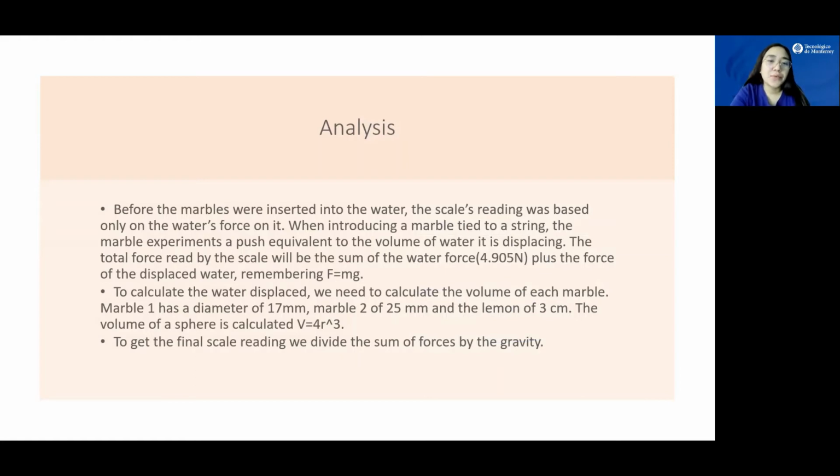Then to calculate the water displaced, we need to calculate the volume of each marble. Marble 1 has a diameter of 17 millimeters, marble 2 of 25 millimeters, and the lemon of 3 centimeters. The volume of a sphere is calculated with 4/3 times pi times the cubed radius. So we get the final scale reading with the sum of the forces divided by the gravity.